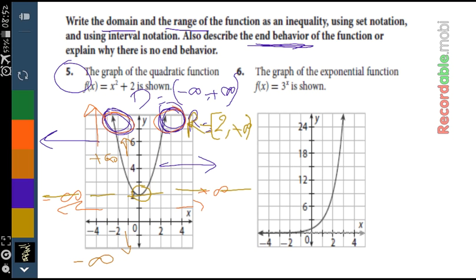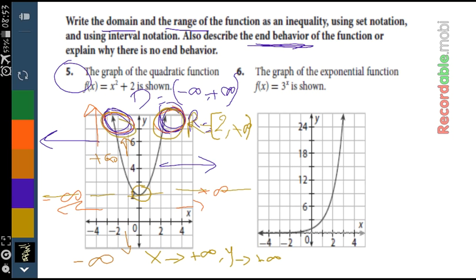Finally, to write an end behavior statement, all we have to do again is to look at these arrows. This arrow is going to the right. To the right means positive infinity in x, and it is also going up. Up means positive infinity in y. y tends to positive infinity.